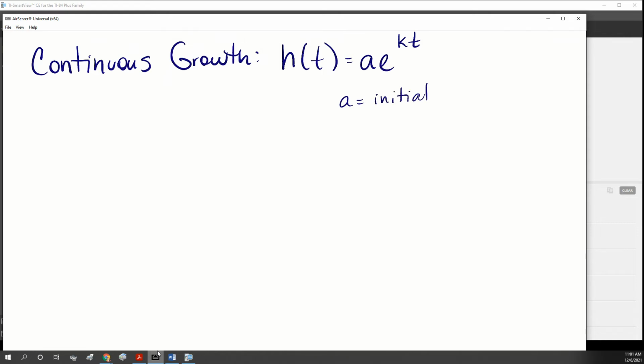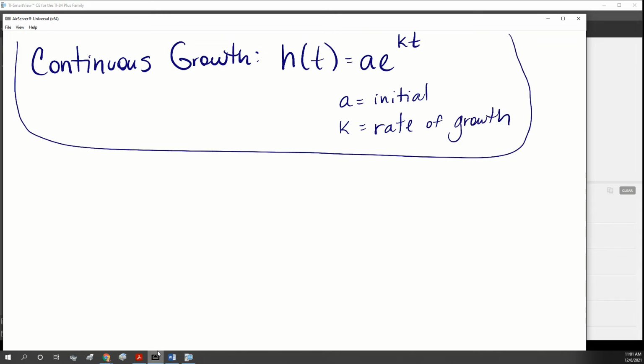T is still time. It just depends on, it can change from unit to unit, depending on what the problem's talking about. And then K is going to be the rate of growth. All right, so for 11, a bacteria culture initially contains 1,500 bacteria, and it doubles in size every half hour. Find the size of the population after 2 hours and after 100 minutes.